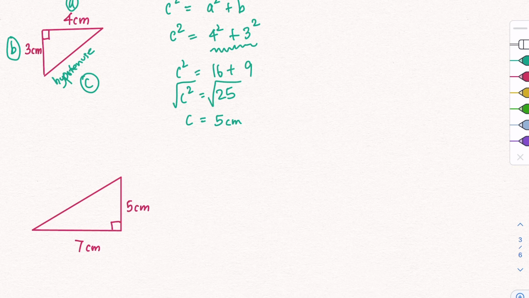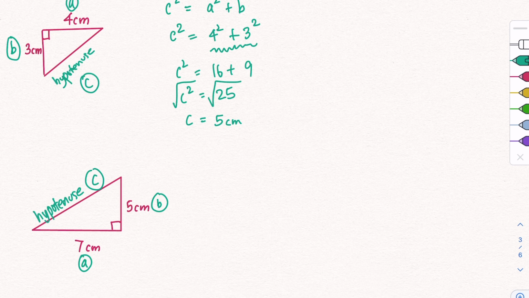With our next triangle, we have 7 centimeters and 5 centimeters as the two sides, and we have the missing length. Here is the 90-degree angle, the right angle, and so the side opposite the right angle makes the hypotenuse. So we know that this side here is called the hypotenuse, and we're going to call that C. I'm going to call 7 centimeters A, and I'm going to call 5 centimeters B.